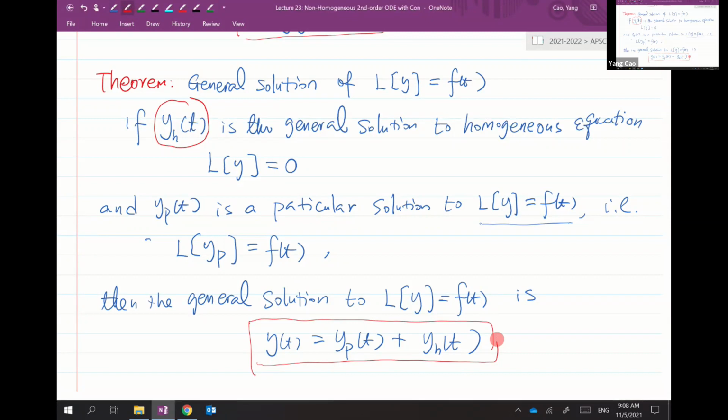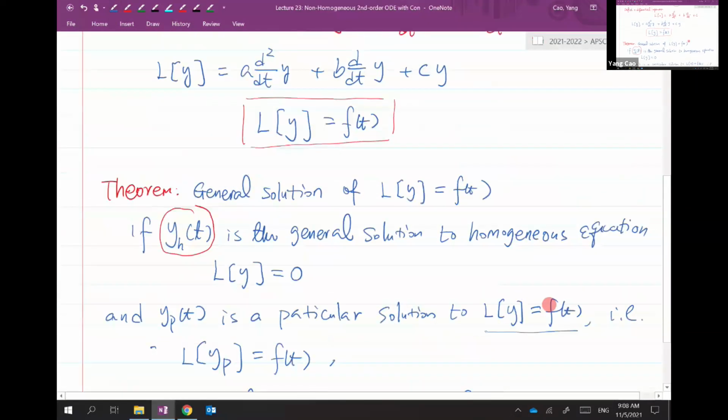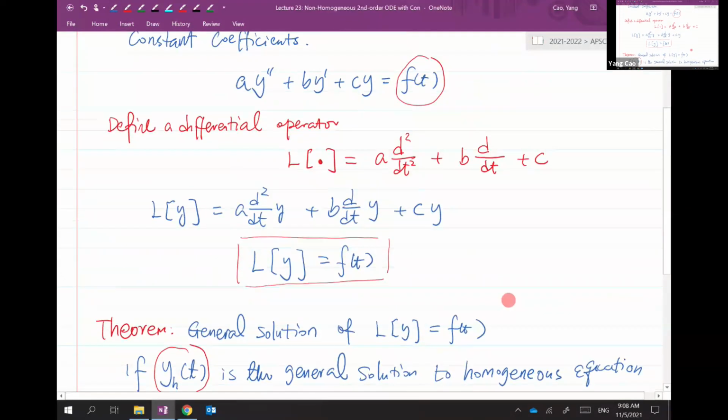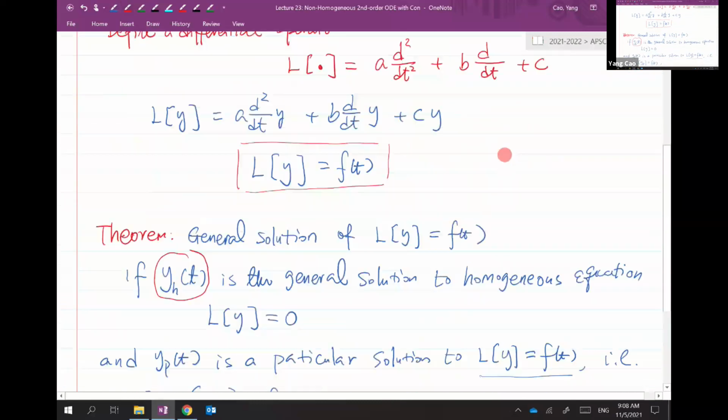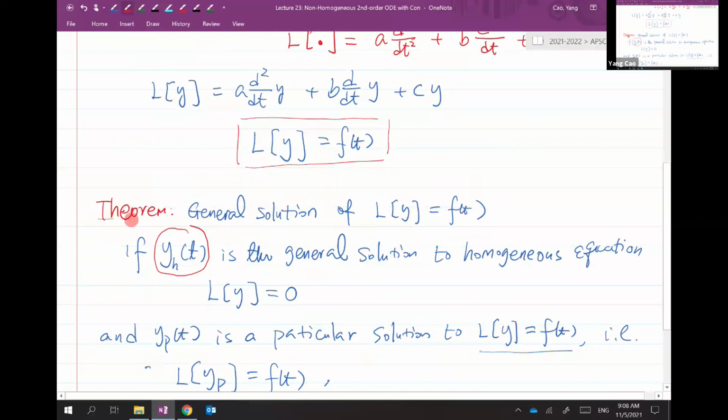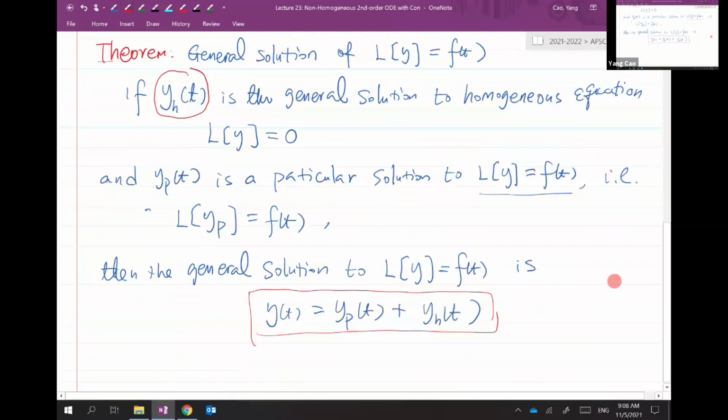Any questions so far? As a matter of fact, this theorem, remember, we're dealing with a simpler case. The coefficients here are constants. But the theorem we just wrote down applies to not only constant coefficient ODEs, but also non-constant ones. So if you have a time function over here, this theorem also works. We're going to see some examples later.